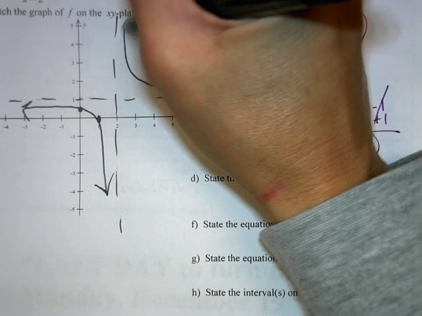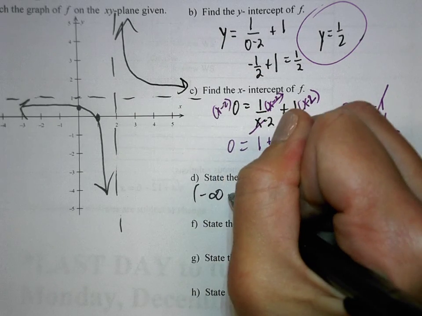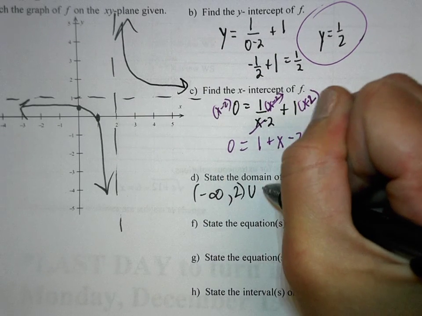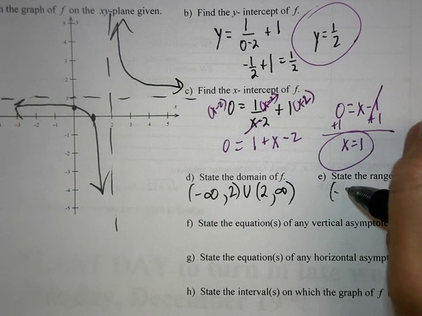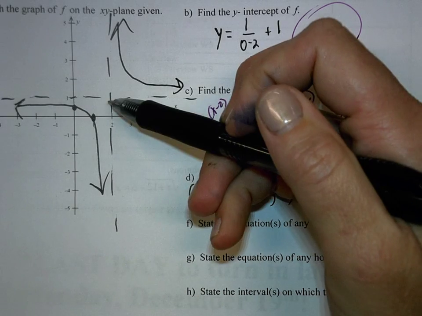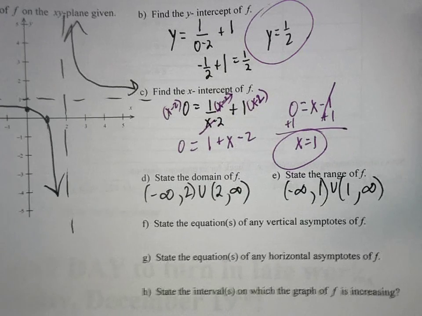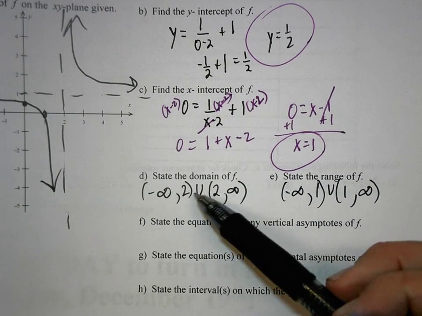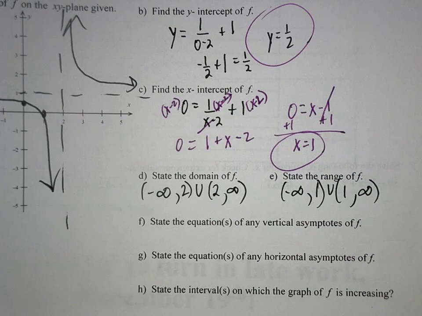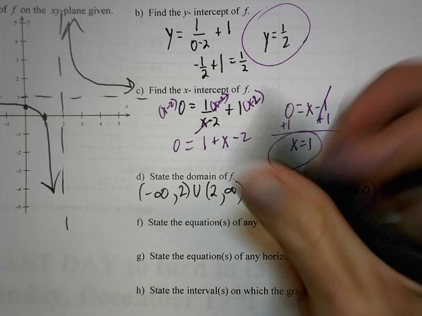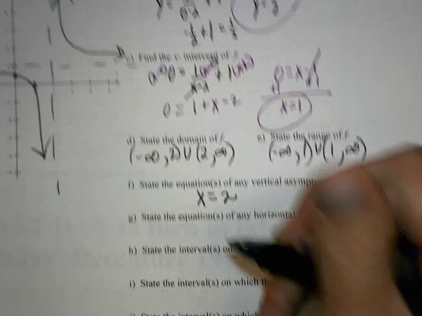Okay, what's the domain? Negative infinity to 2, and then 2 to positive infinity. What is the range? Negative infinity up to 1, and then 1 to positive infinity. So remember that your range is with your y's and your domain is with your x's, and these lines are asymptotes and it can't equal those values. Okay? The vertical asymptote is what? Vertical is up and down, that's x equals 2. Horizontal is right and left, that one is y equals 1.